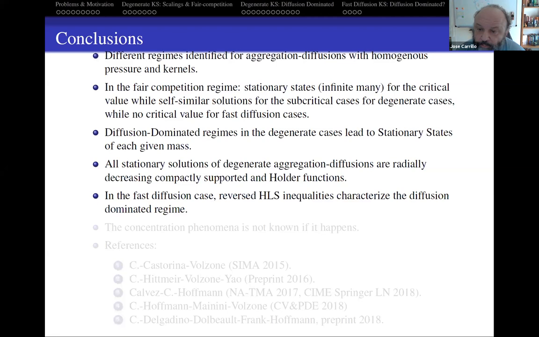And there, we know very little about everything that is not above the critical curve. In the critical curve, we know also very little. And the most interesting or striking phenomenon is this concentration that may happen at zero.